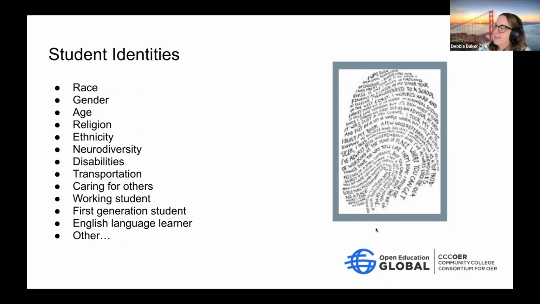Here's a brief list of possible student identities, but what other identities might be present in your classroom? Go ahead and drop those into the chat if you want to, because there are so many different identities that students have. Get to know your students as individuals as well as students and build relationships with them to humanize the curriculum and develop community.